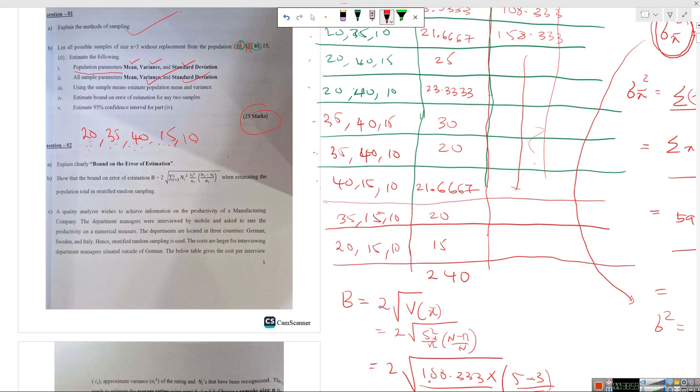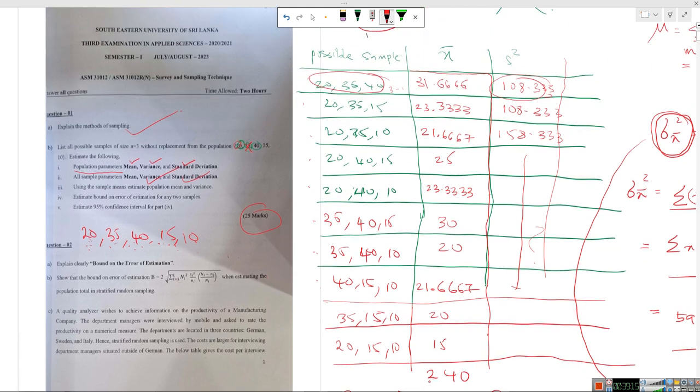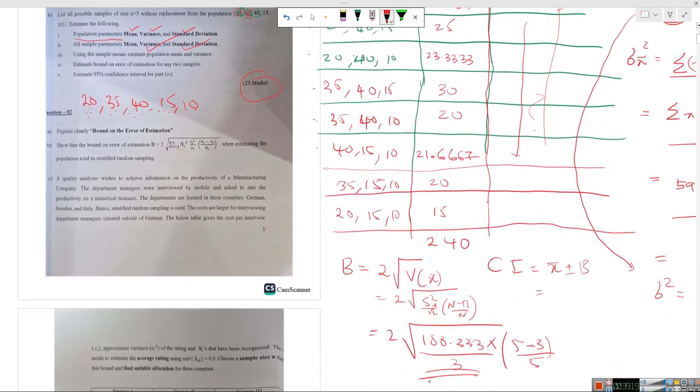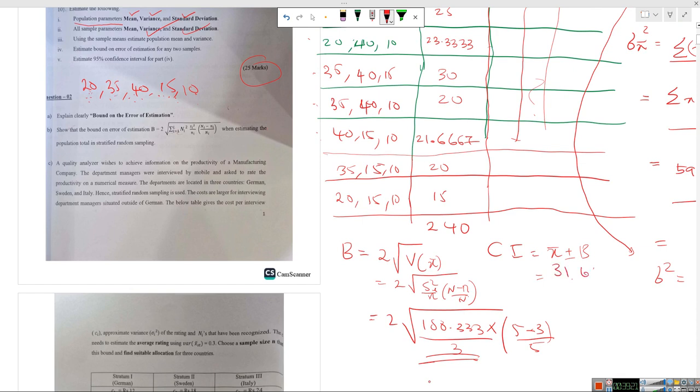Now for the previous question, fourth part, they are asking for the confidence interval. Confidence interval is equal to x bar plus or minus B, right? So if you use this for the first one, x bar is 31.666, right? Then you can replace the bound on error, and from that you can calculate the lower value and upper value, and you can finally interpret that the mu of population lies between this and that.